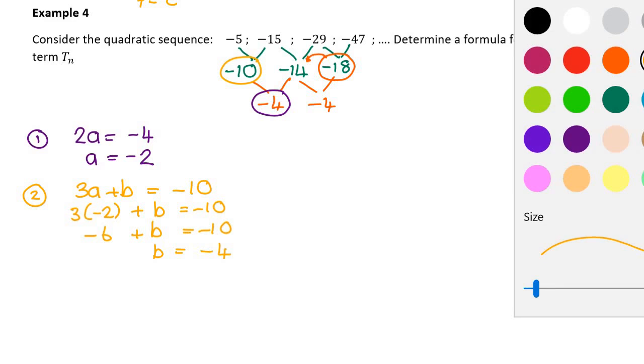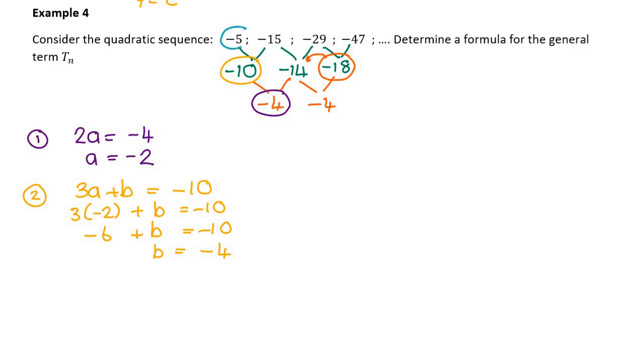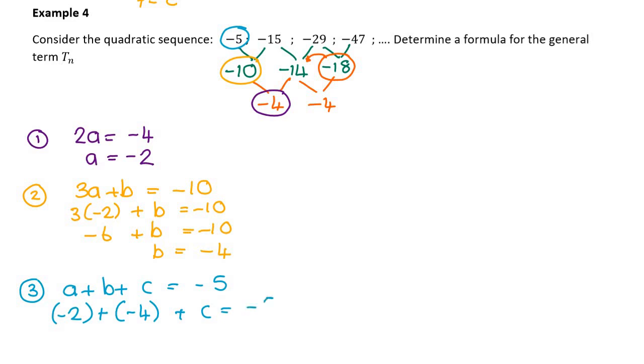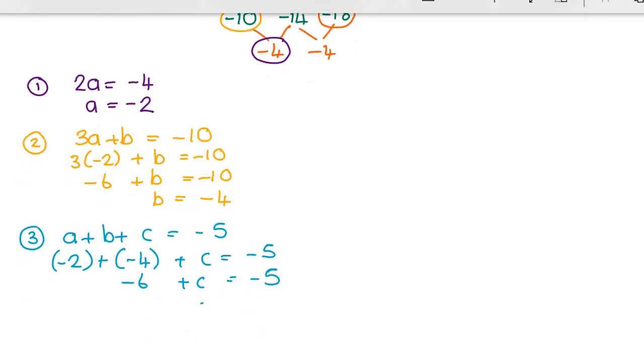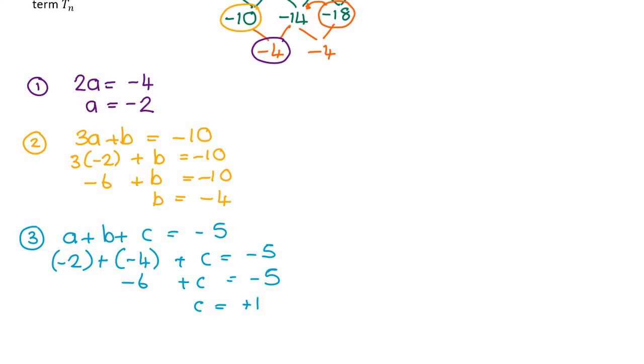And my last step is that a plus b plus c gives me my first term. So a plus b plus c will give me this -5. I know that a is -2. I know that b is -4. And I don't know c. So that is now -6 plus c is -5. If I add 6 to both sides, I get +1. And there we go. So definitely much easier than the other method.